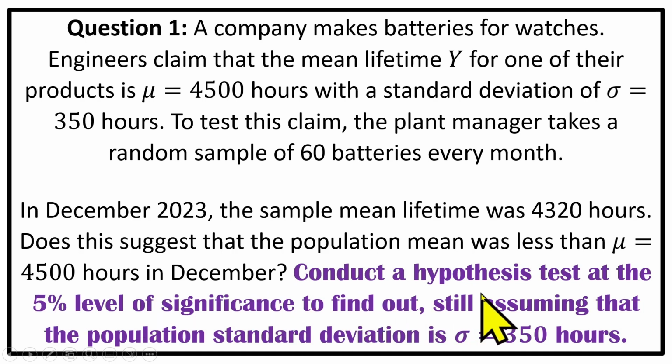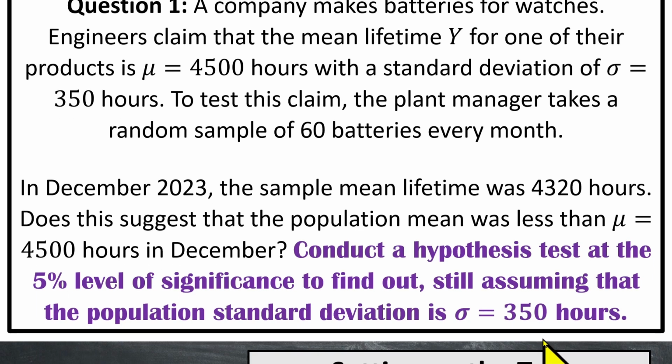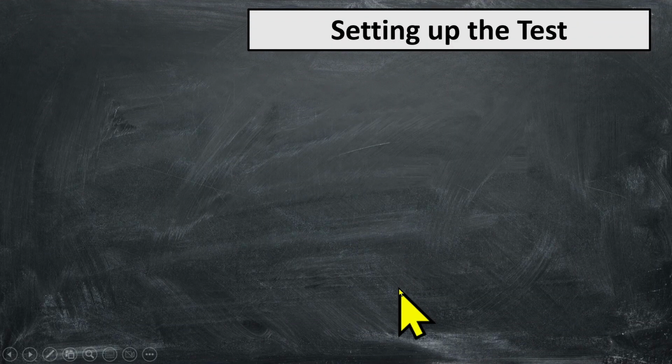We're going to conduct a hypothesis test at the 5% level of significance to find out, still assuming that the population standard deviation is 350 hours. So, in other words, because we're using a population standard deviation, we're going to conduct a one sample Z test. We're going to calculate a Z statistic. So let's set up the test.